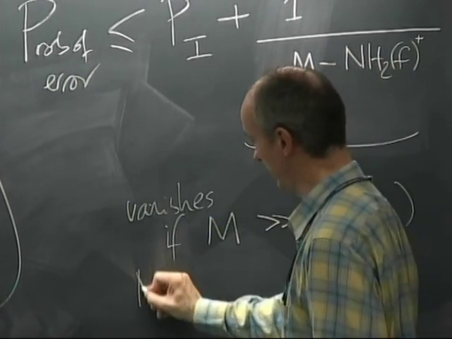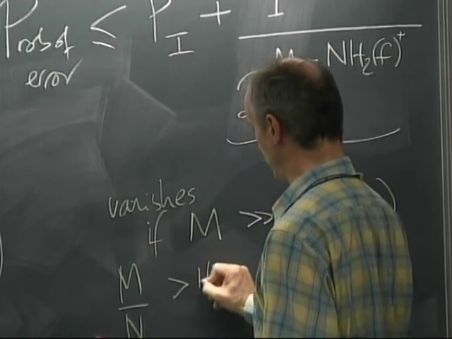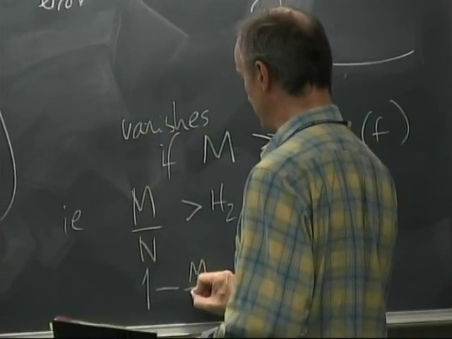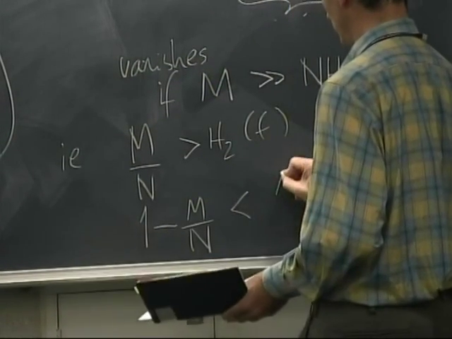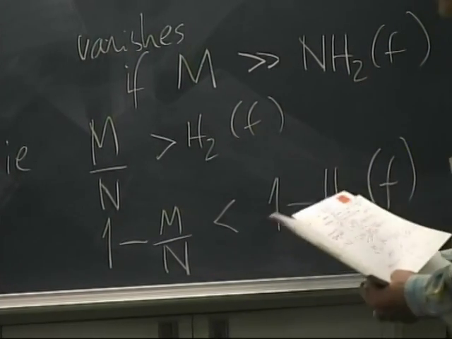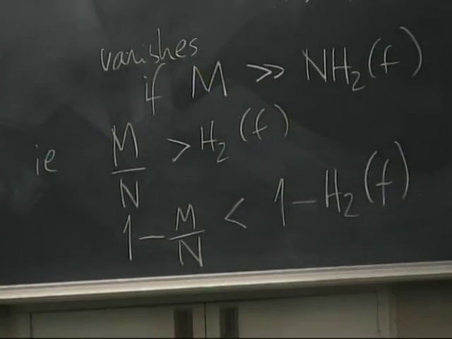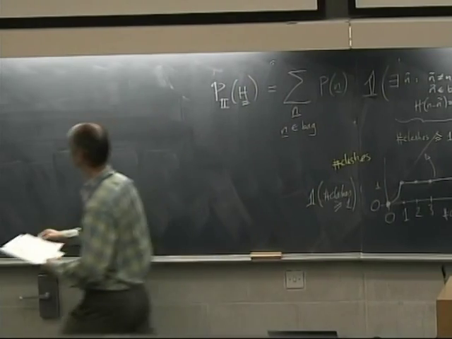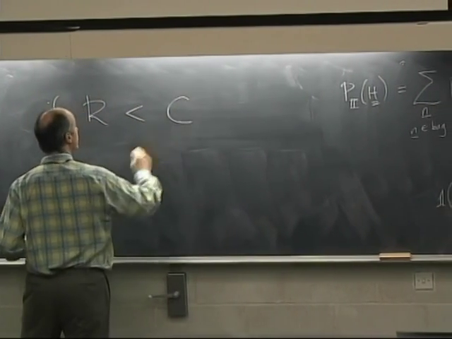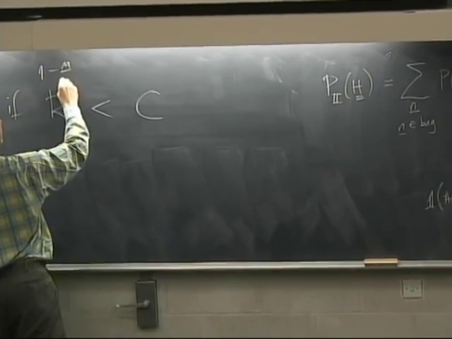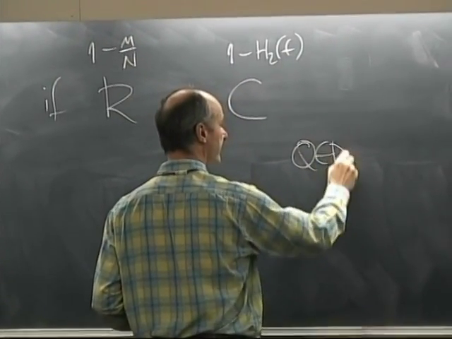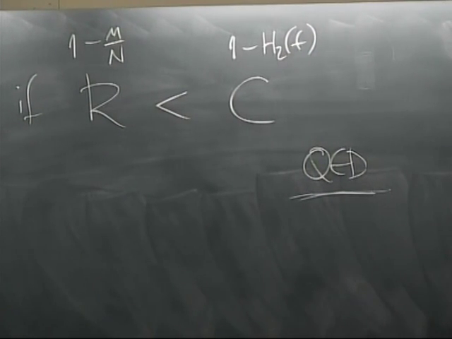Rearranging, that says if m over n is bigger than H2 of F, or rearranging again into terms that we like, 1 minus m over n is less than 1 minus H2 of F. And I've just run out of board because that is saying that this second term here vanishes if the rate is less than the capacity. Because the rate is 1 minus m on n, and the capacity of the channel, this particular channel, is 1 minus H2 of F.